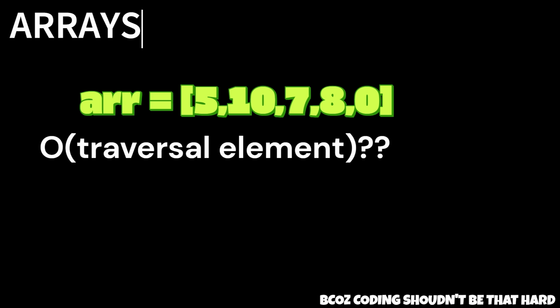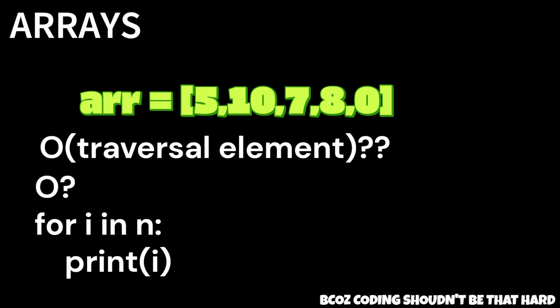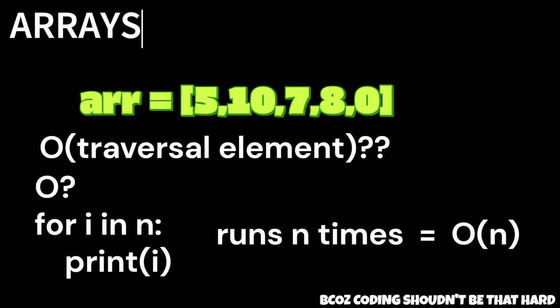Traversal in an array means visiting every item one by one. Let's say that we have to go through an array and we have to print every single element inside it. In this case, we have to go through all the n elements inside the array. This makes the time complexity for traversal big O of n.